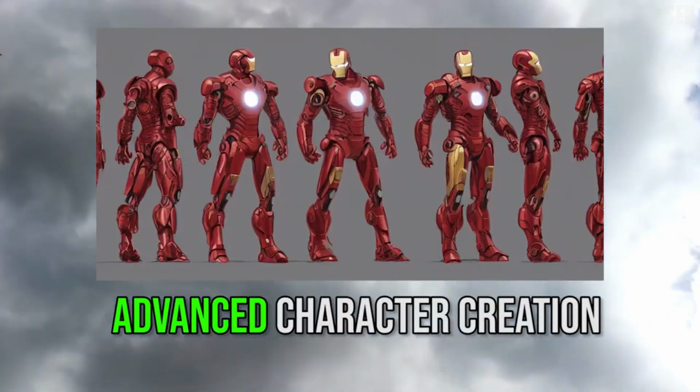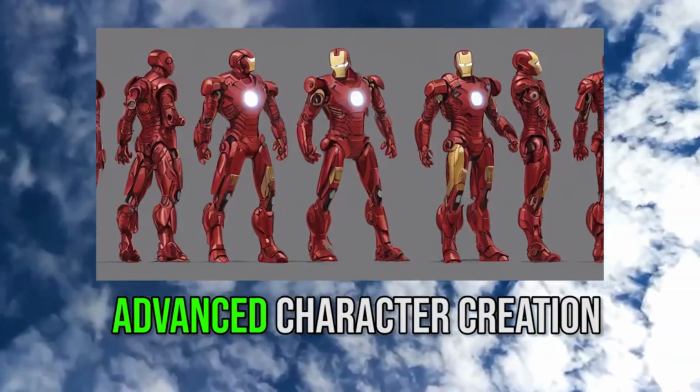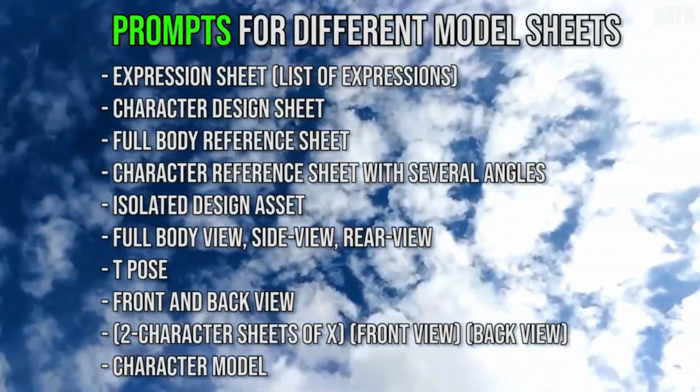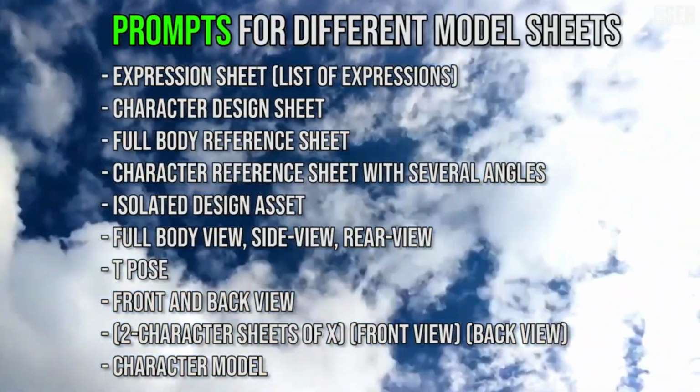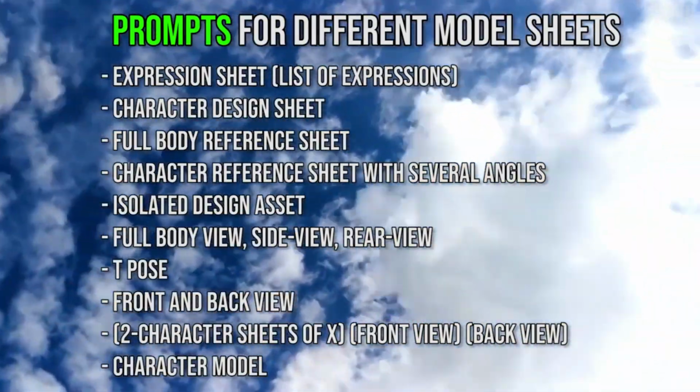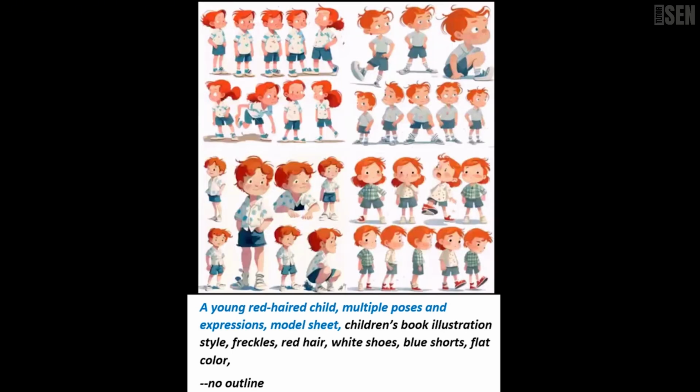Now let's create another character so that I can show you more advanced examples of using a model sheet as your guide image. Remember, these are the model sheets that I recommend you experiment with. This time, let's create a child character. Here's the prompt: a young red-haired child, multiple poses and expressions, model sheet, children's book illustration style, freckles, red hair, white shoes, blue shorts, flat color, no outline. And AI gives you this.